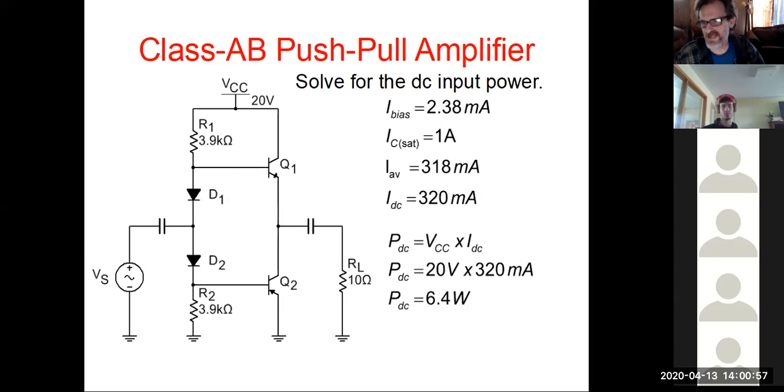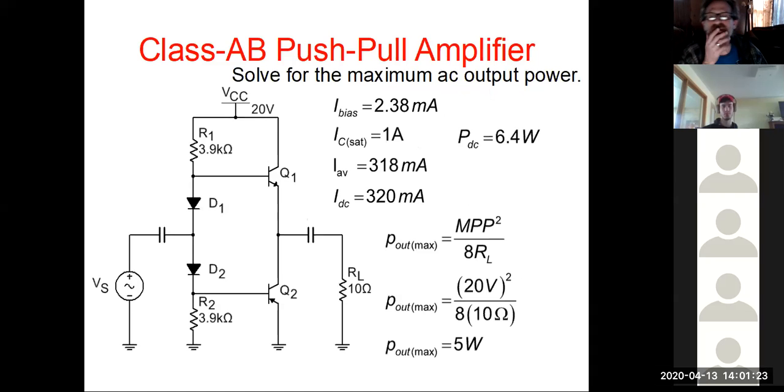So E times I, nothing major. You go with the DC because we're looking at the DC. So our VCC in is 20 volts multiplied by the 320 milliamps, and we come up with the power of this circuit from a DC point of view as 6.4 watts, which is a pretty decent range. We're not dealing with milliwatts or anything. This is actually some power delivery we have going on here. Next slide, if you will.